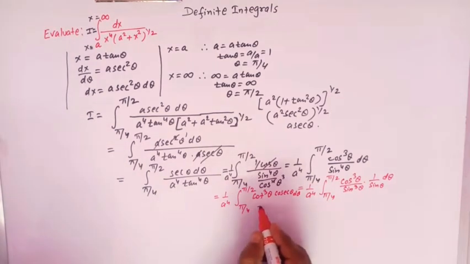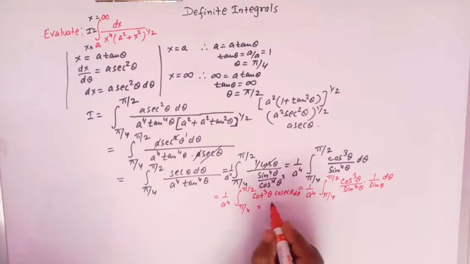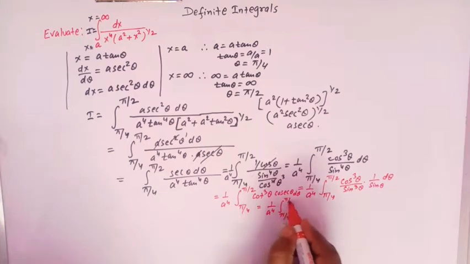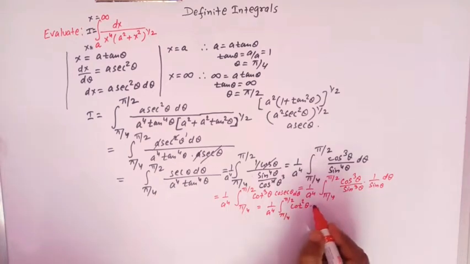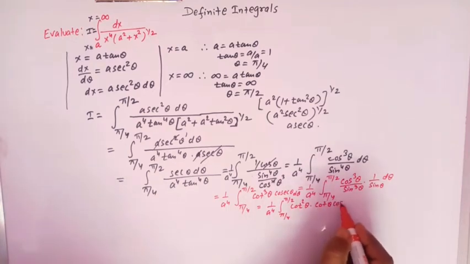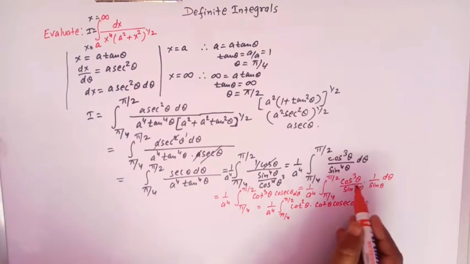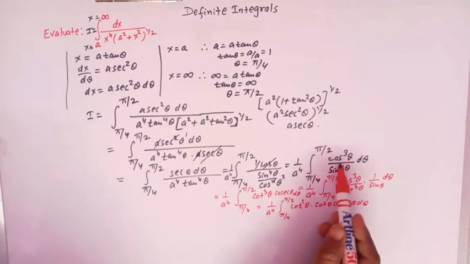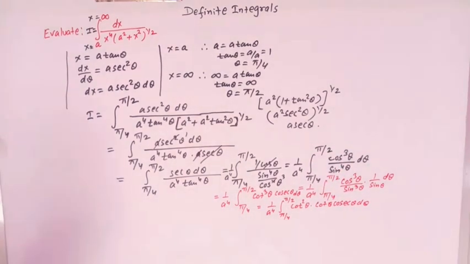Okay, so now this can further be rewritten as 1 over a raised to 4, integral from pi by 4 to pi by 2, and we can write it as cot square theta times cot theta and cosec theta, right? So we have written this integral like this, because now we have to make the other substitution. So now what we will do, we'll put t is equal to cosec theta.